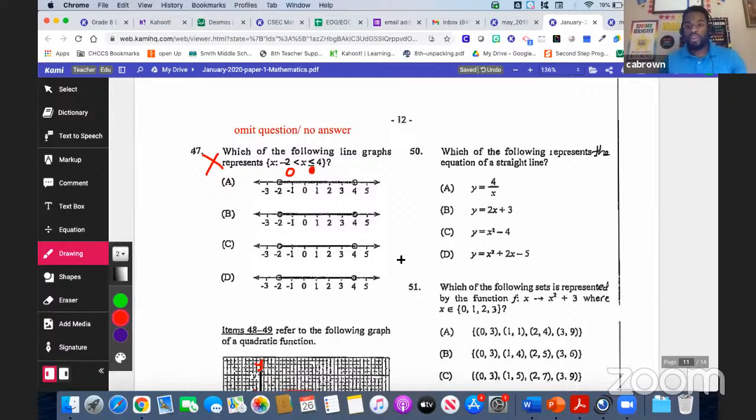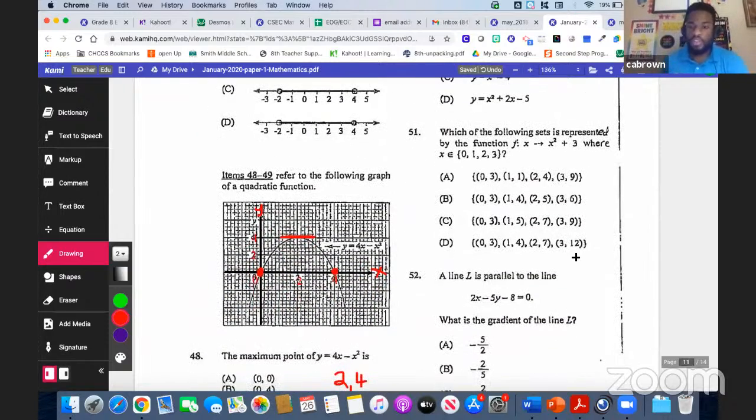50. Which of the following represents the equation of a line? Well, we know the formula for the equation of a line is y equals mx plus c. So we're going to be looking for which one appears the same as this, and it seems to be B. No working out for that one.